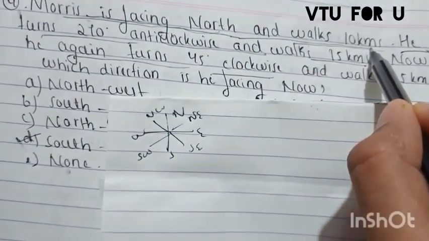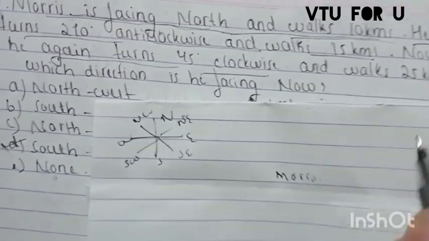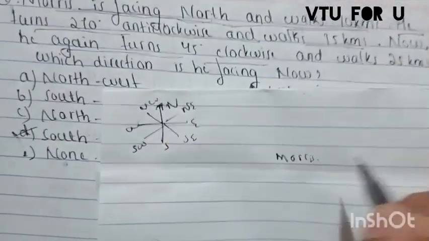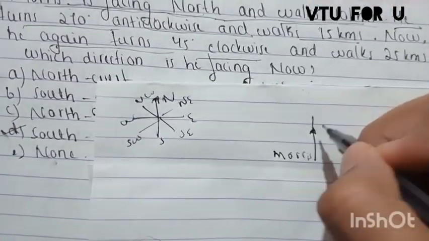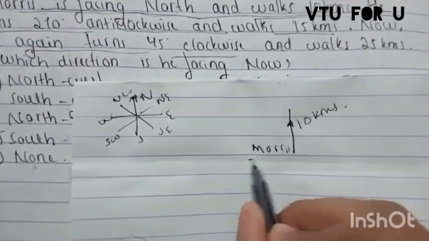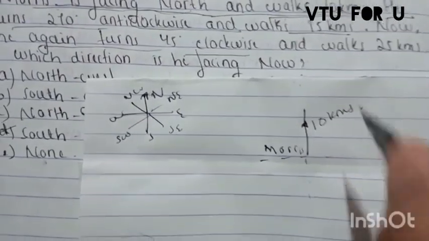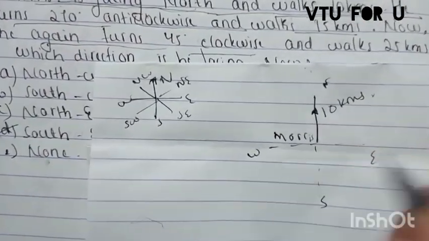Then what they are telling: there is a person called Maurice who is facing north and walking 10 kilometers, right? So this is Maurice. As we all know, north is in this direction. So Maurice is facing north and he is gonna walk for how many kilometers? 10 kilometers. Just draw the direction map. This is north, this is south, this is east, and this is west.